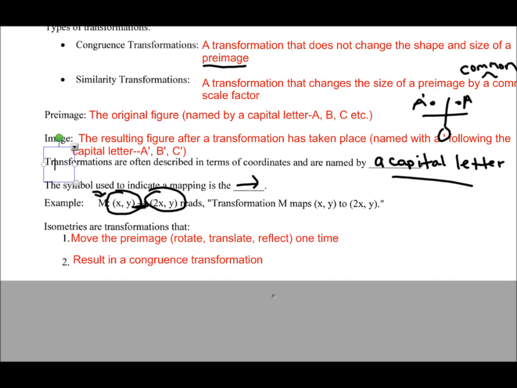That's all it says. Okay, a word that you're going to hear a lot is an isometry. An isometry moves the pre-image, remember that's your original image, one time, whether it rotates it, translates it, or reflects it. And as a result of that movement, you get a congruence transformation. So the image that has resulted is exactly the same size and shape as the pre-image. So for example, if I have a heart, and this is going to be kind of sloppy, and I reflect it evenly over this line, this would be the same size as this. That would mean it's an isometry.